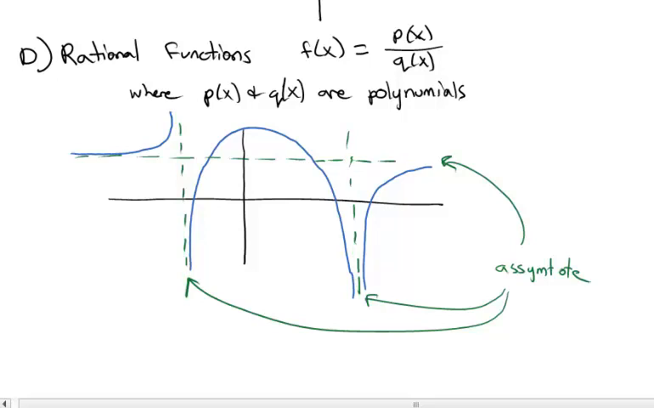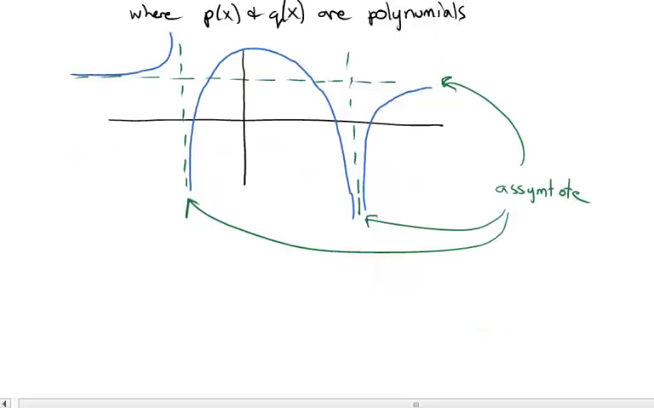So that's kind of a rough sketch of what we're talking about. Also, another thing that can happen in a graph is at certain points there could be a hole in the graph. And let me do that in a different color.